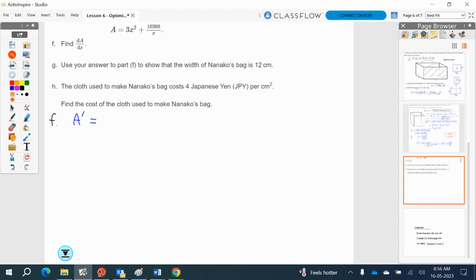So the way we do this is you rearrange this one into exponent form, to the minus 1. Then we get 6x minus 10368 x to the minus 2, and then we put it back as 6x minus 10368 over x squared.